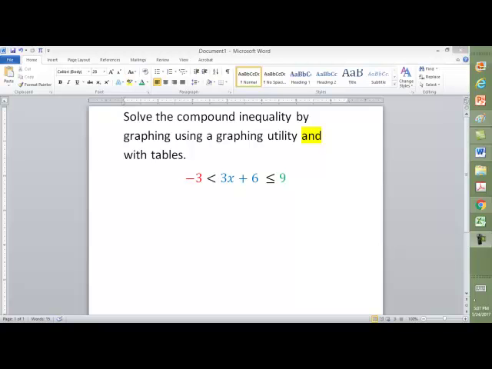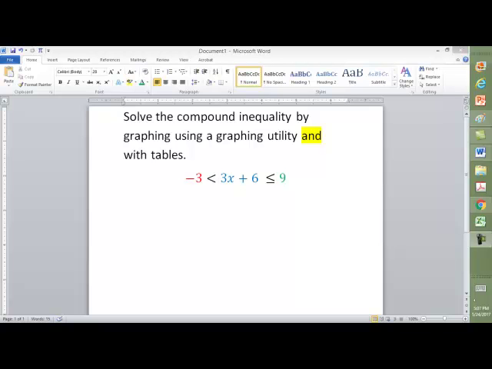In this video, we're going to take a look at how to solve a compound inequality such as the one you see here by graphing using a graphing utility and also with tables. And we'll do the tables within that graphing utility also. The graphing utility we're going to use is Desmos, which you can either download as an app free or you can go to desmos.com to use.